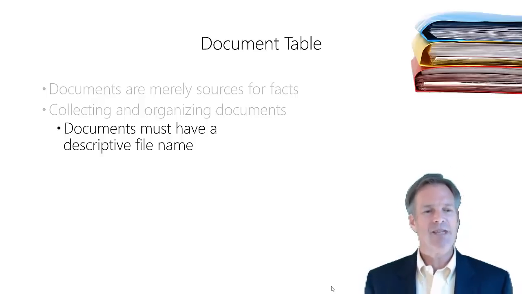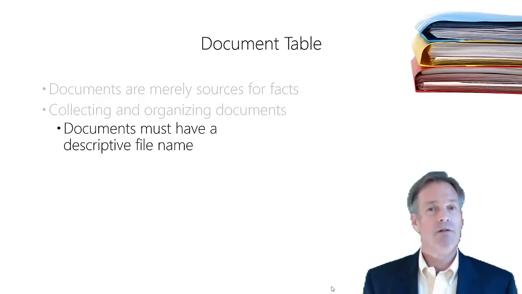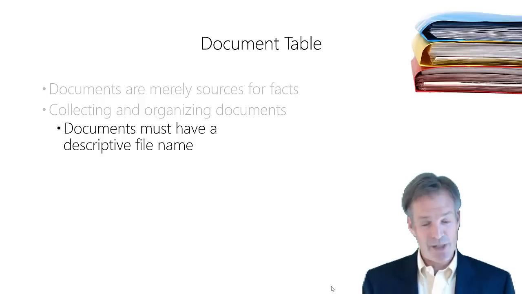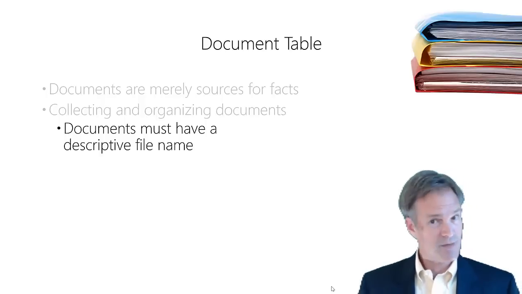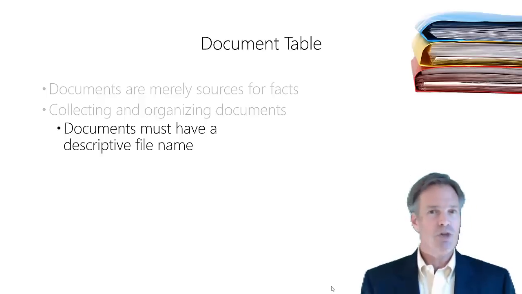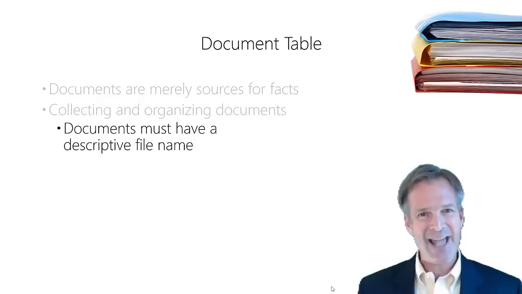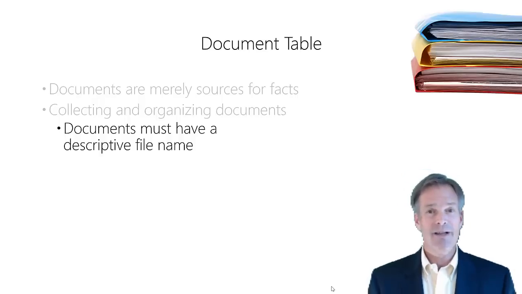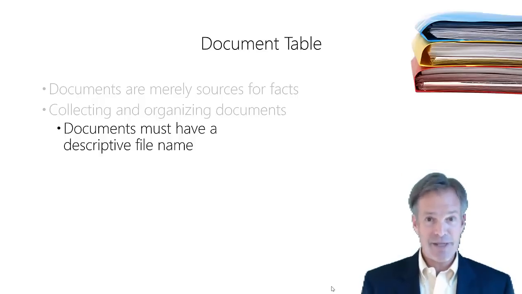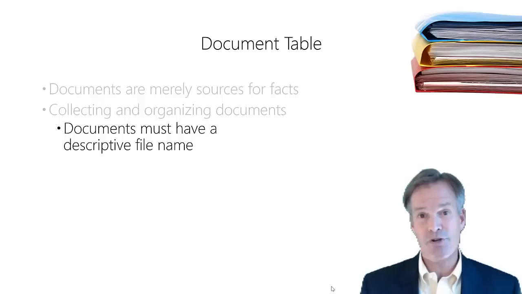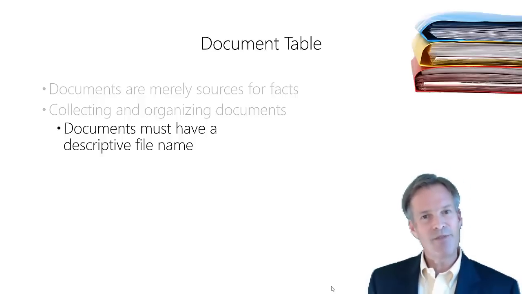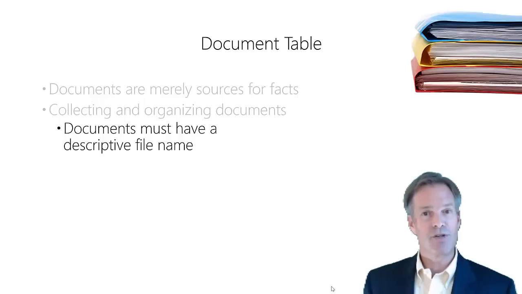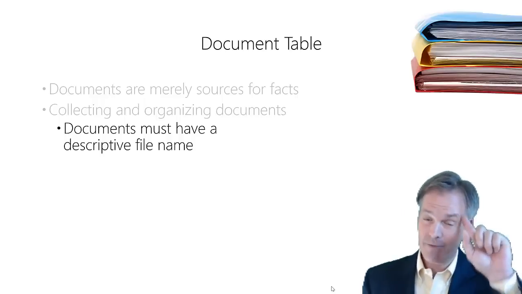So documents must have a descriptive file name for a number of reasons. Number one, you want to look at the table and know what the document is. Number two, when we talk in our next lecture about preparing exhibit lists and pretrial orders using CaseMap, you just want to be able to produce and attach to whatever it is you're doing as an index the document table, at least a filtered version of the document table. And you're not going to be able to do that if your descriptive name of the file of the document is garbage. So make sure that your documents have descriptive file names.